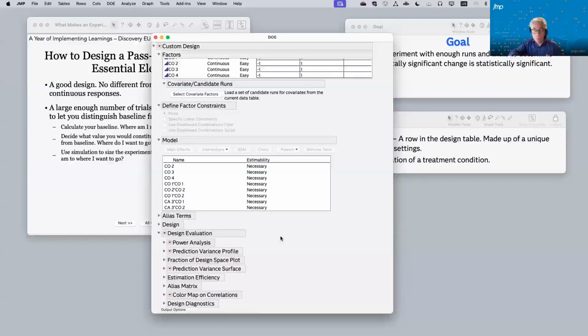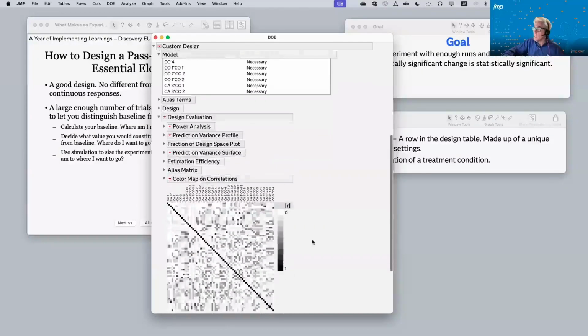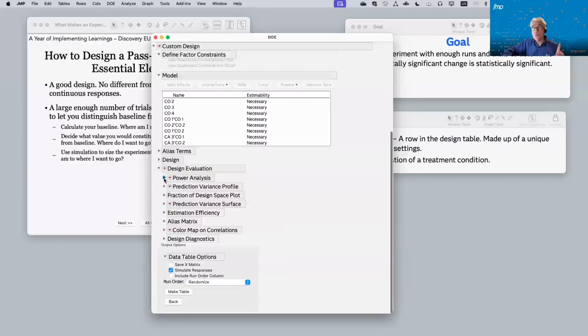So you start out talking with subject matter experts, and you decide what it is you want for your design. Use a lot of the same tools for your design evaluation. When you design your experiment, you might want to look at the color map to say, I want something with as little correlation between my effects as possible. What you don't do, however, is you don't go here. This is not the correct power analysis. I'm going to show you how to set up the correct power analysis, and really the only way at it with a pass-fail experiment is to do simulation.